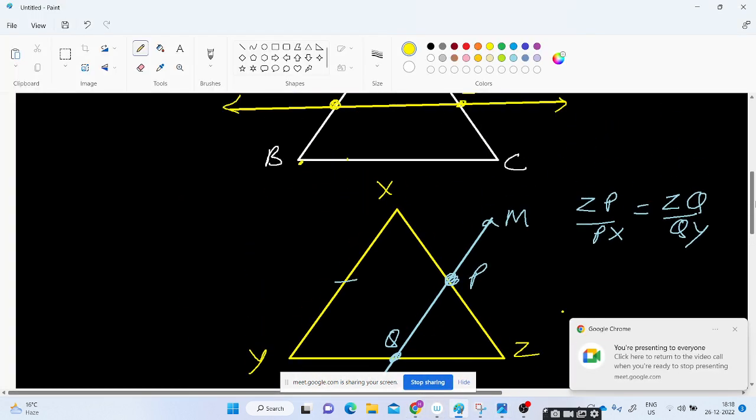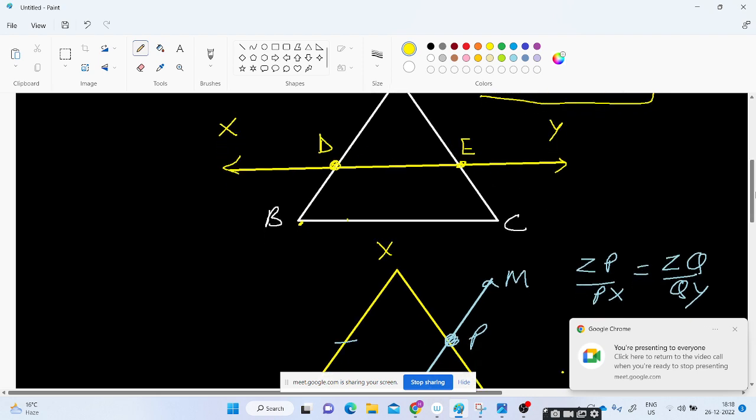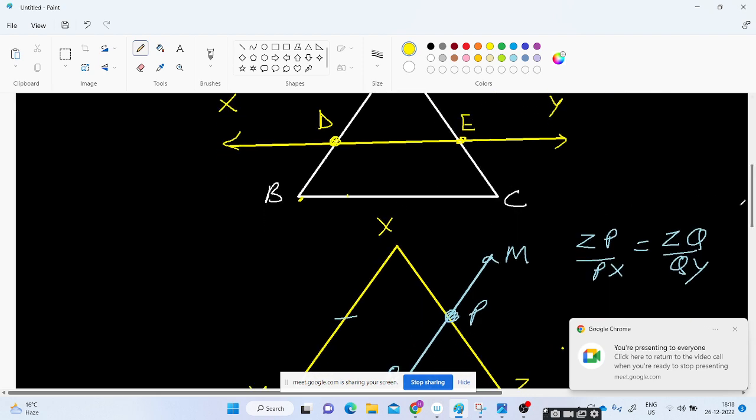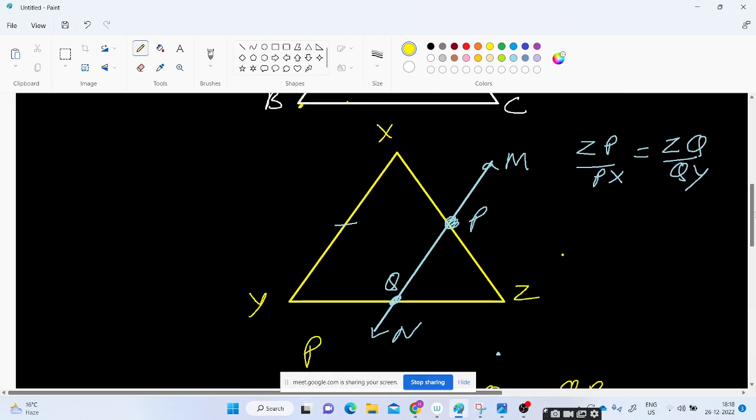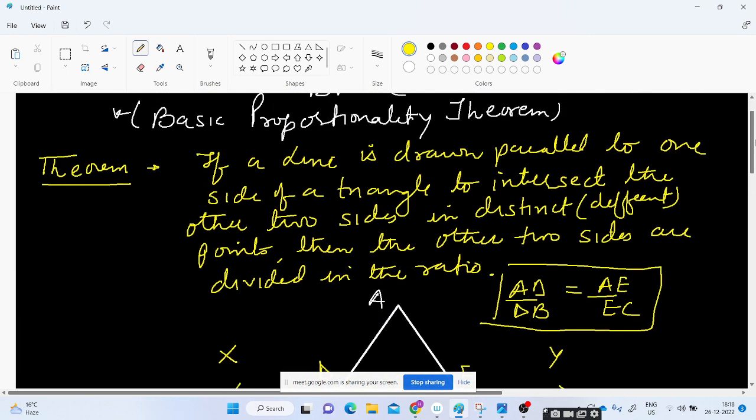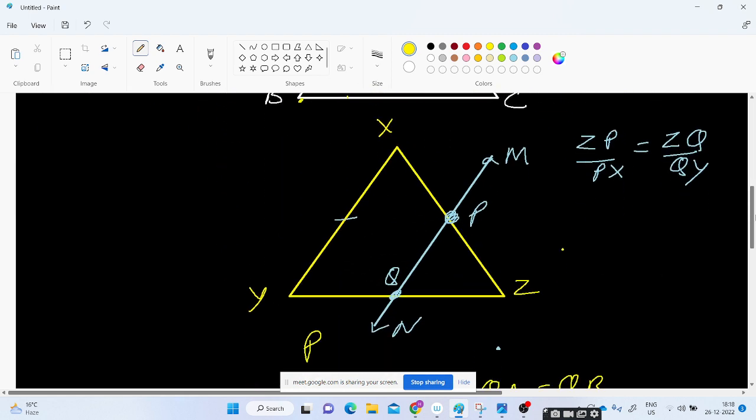Because all three conditions we have understood. The line must be parallel to BC, the first side must be parallel to XY or PR. The ratios are coming the same. Okay, now we have to prove this theorem.